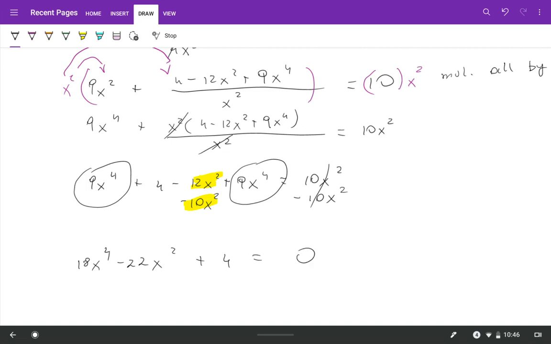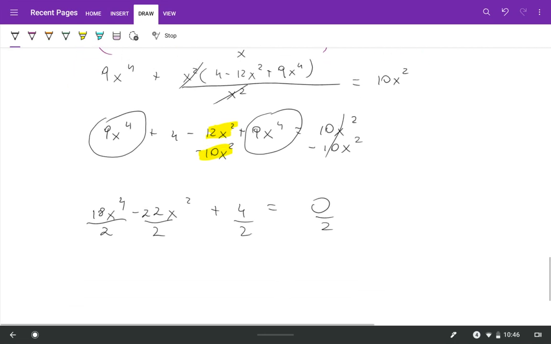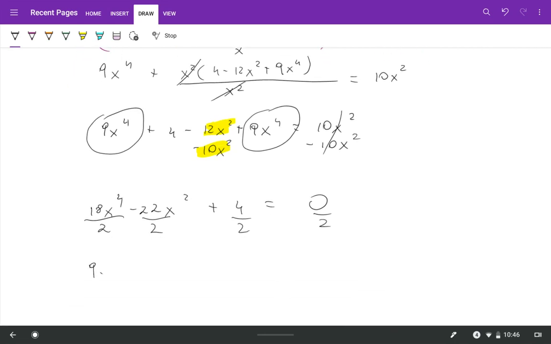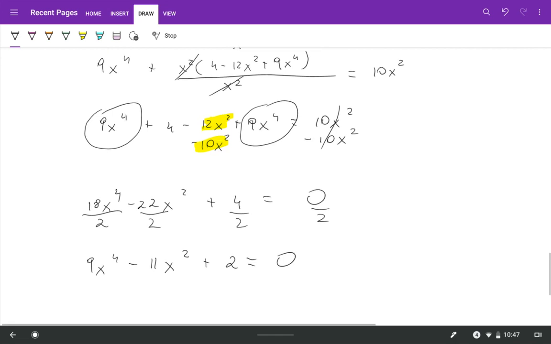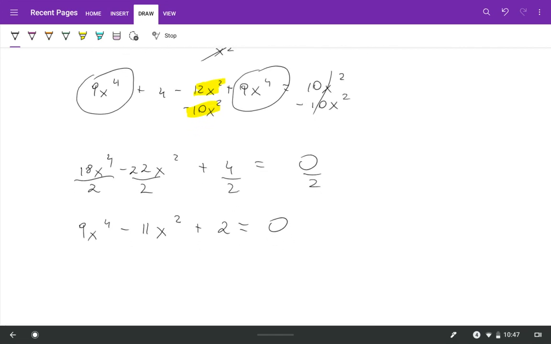Okay, let's reduce that. We have 18 and 22. We can divide each by 2 only. So we end up with 9x to the power of 4 minus 11x squared plus 2 equals 0. So we already know how to solve this type of equation. This is a quadratic type of equation. So we're going to use substitution here.